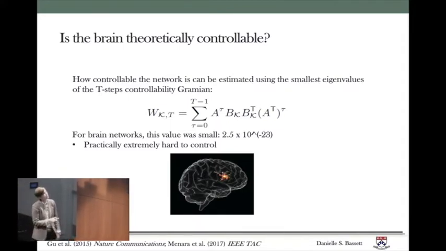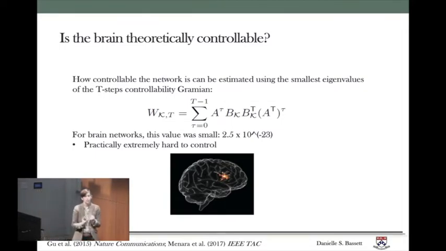And specifically what you can do is study the smallest eigenvalues of this controllability gramian. If that smallest eigenvalue is very small, it means that it's practically very difficult to control the system, meaning you would have to inject a lot of energy to push that system into any state that you wish it to go. In our particular case, for the coarse-grained models that we have been studying, this smallest eigenvalue is very tiny, which suggests to us that practically this system is extremely hard to control.